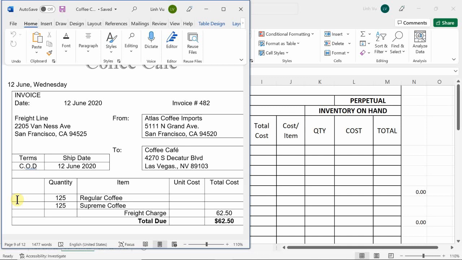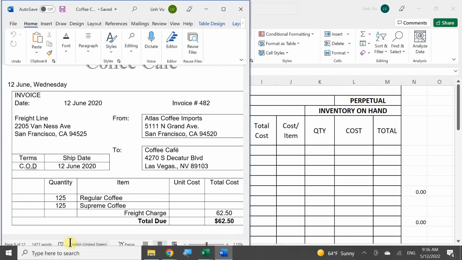And it says right here they got this from Atlas Coffee, and their shipment is to go straight to us at Coffee Cafe. Now in this case, let's take a look. I got charged for shipping 125 pounds of regular coffee and 125 pounds of Supreme coffee. Here, I get a grand total of $62.50. So, in this case, how do I record this shipment cost?